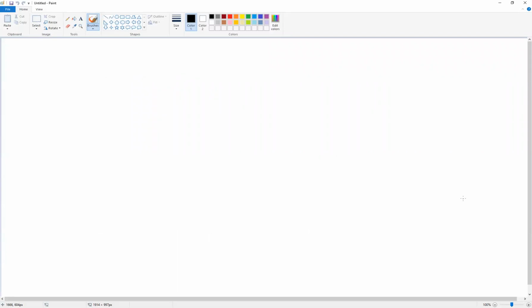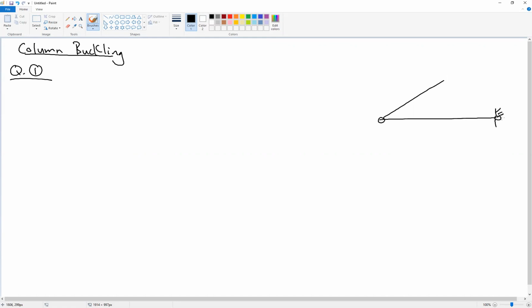So today, the first part is column buckling problems. For the first question, we have two members, one horizontal and one inclined. And we have an applied force P at A, this is B, and this is C. The dimensions given: the height of this member is 3 meter, the length of this member is 8 meter, and the angle between these two members is 30 degree.